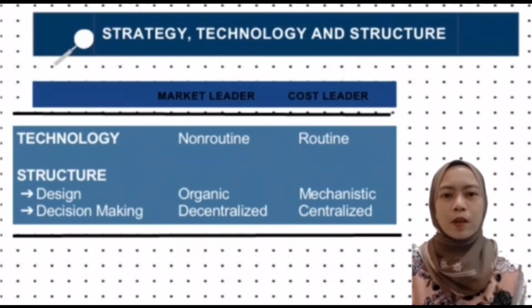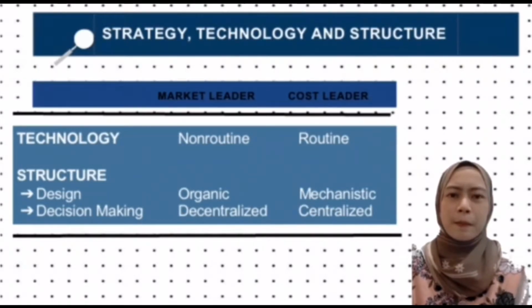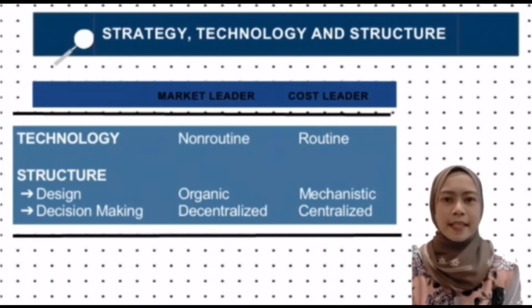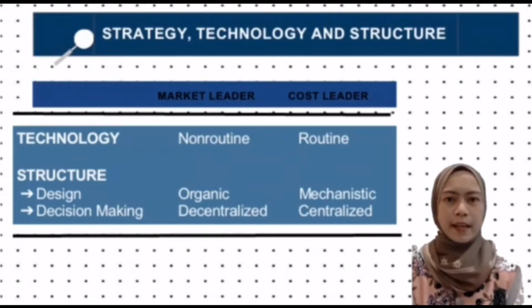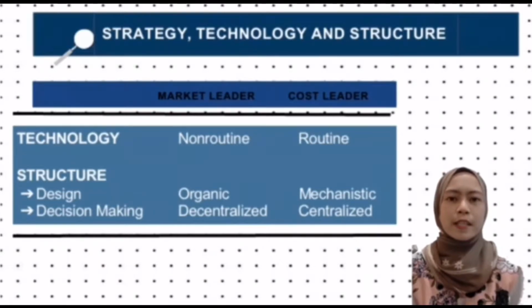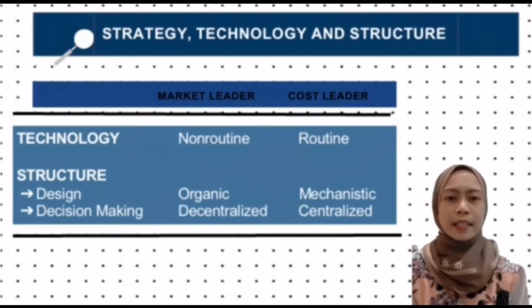Now, I will continue my part, which is I start with integrating strategy, technology and also structure. This table show about the market leader and cost leader. The market leader organization will be subject to an uncertain environment and thus require more non-routine technology. Rapid change in technology create high level of complexity in market leader organization.